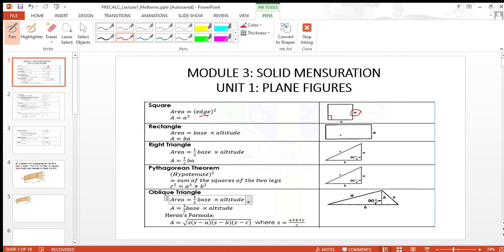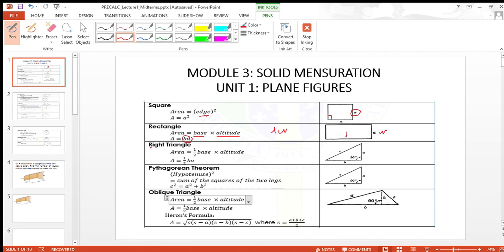For the rectangle, we have one side longer than the other. For this one, we can call this side the length, if you like. We can also call this the width. So area can be length times width, or if it is labeled in another way, the length is labeled as base and the width is labeled as altitude. So area is still equal to the length times the width, or the base times the altitude.